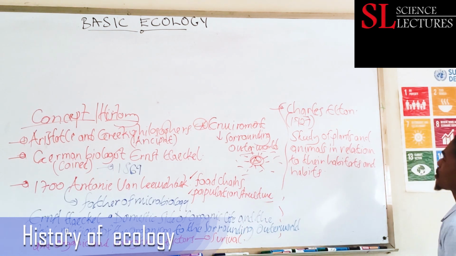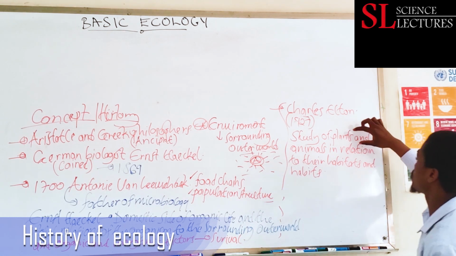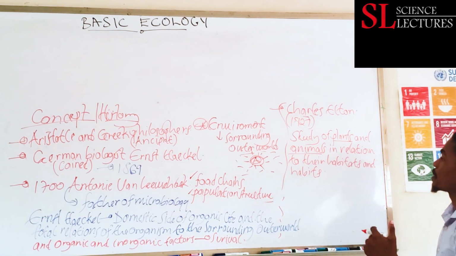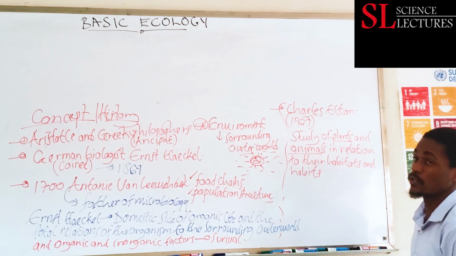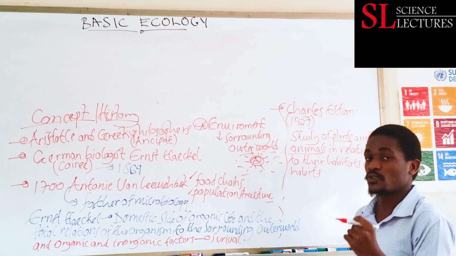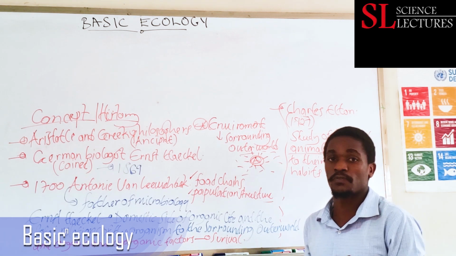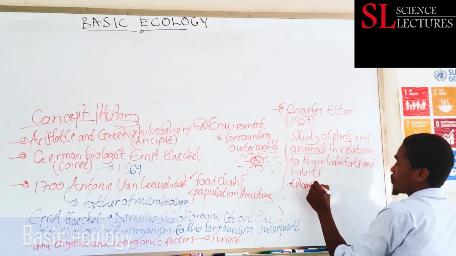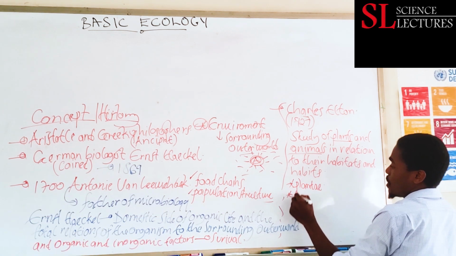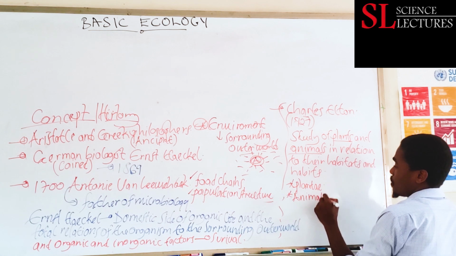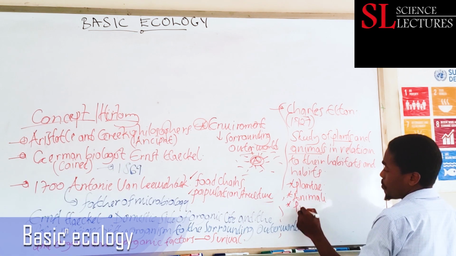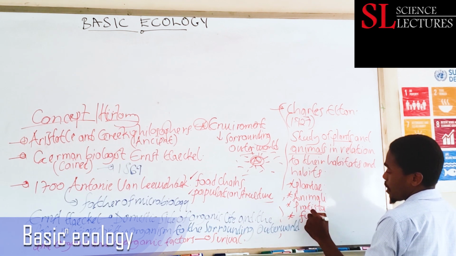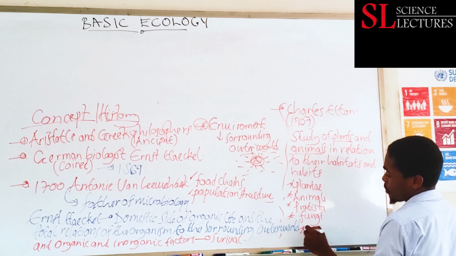So if you look at Charles Elton's definition, he was putting emphasis on two things basically: plants and animals. So he was referring to it as the scientific study of plants and animals. However, current research shows that we have 5 kingdoms of classification, and that is, we have kingdom Plantae, we have kingdom Animalia, then we have kingdom Protista. Then we have kingdom Fungi, and we have kingdom Monera.